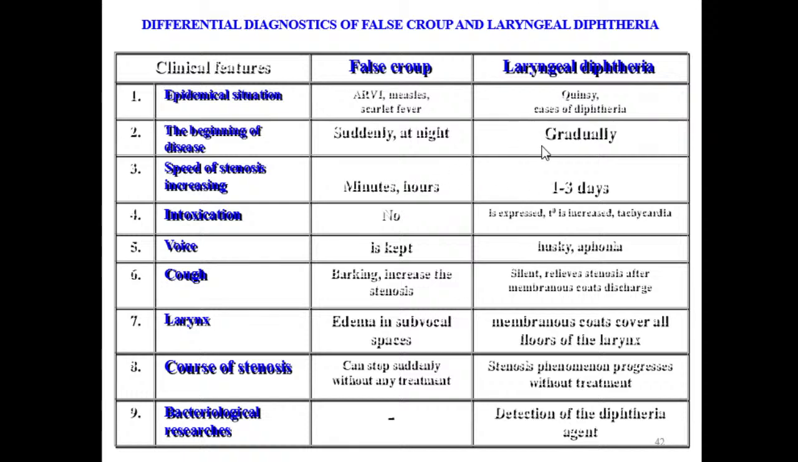So the main signs are the absence of vaccination in the case of laryngeal diphtheria, changes of voice, and intoxication. Then coughing: in the case of laryngeal diphtheria, coughing relieves stenosis because of removal of membranes. And in a case of false croup, barking cough increases the stenosis because of increasing edema.